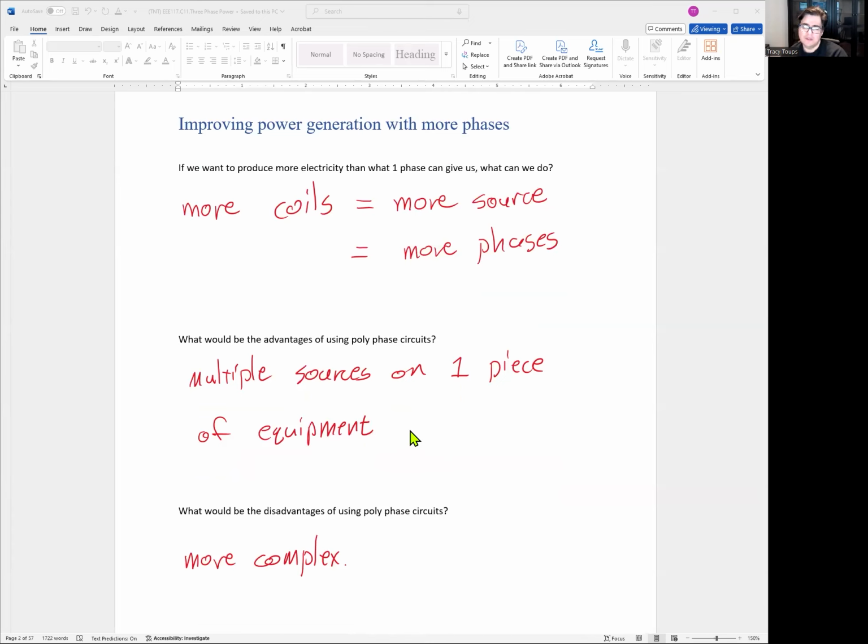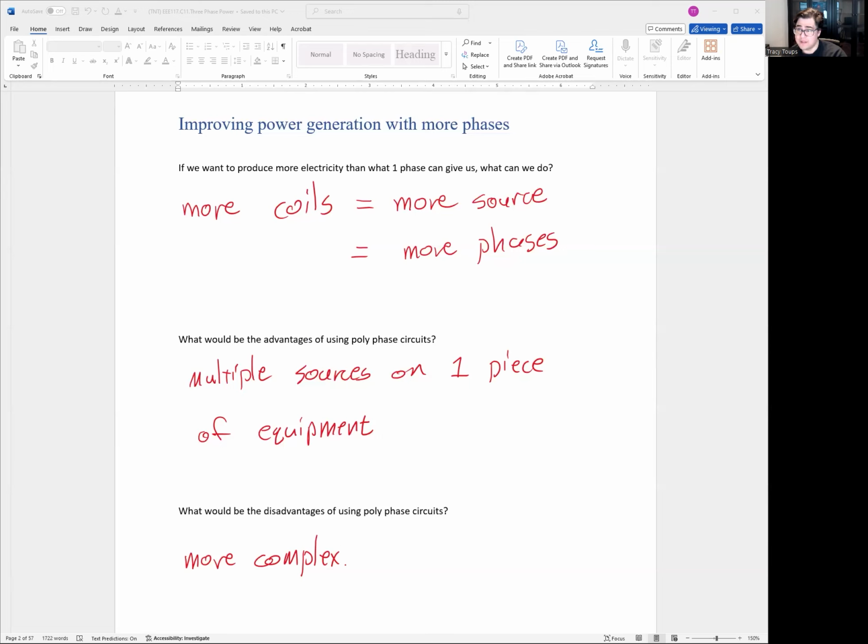Okay. Another reason I didn't write here, but you should know, you'll hear it later in power theory, is having multiple sources is a good backup in case one goes down, right? If I have three sources and I lose one, I still have two left to power stuff up. And some devices can still run off of two phases, even when a third one gets dumped. Okay. What's the big disadvantage for using polyphase circuit?